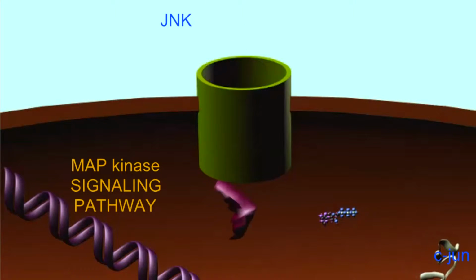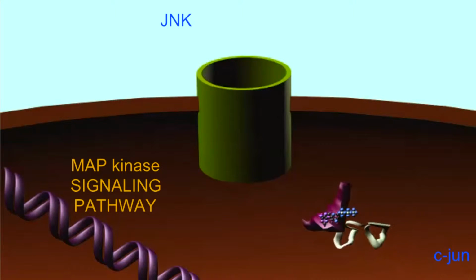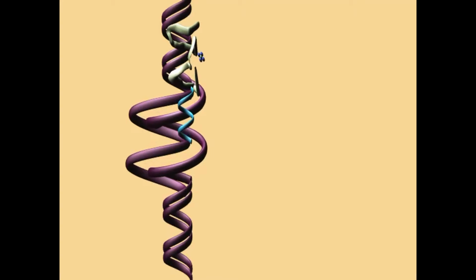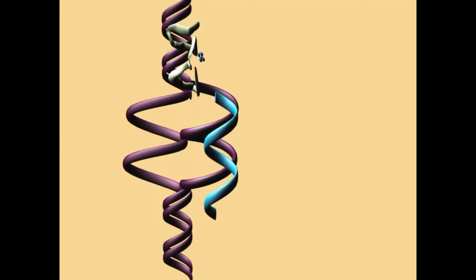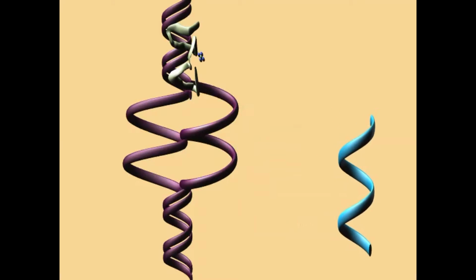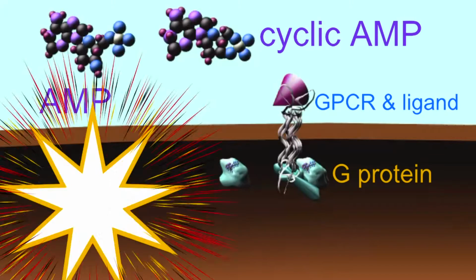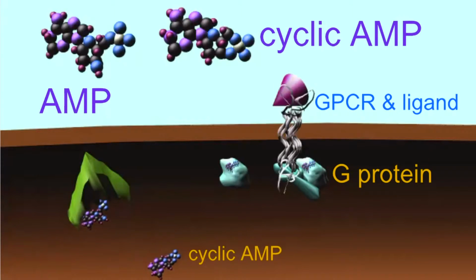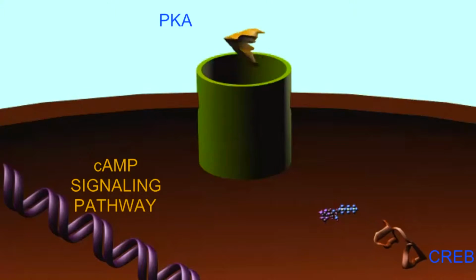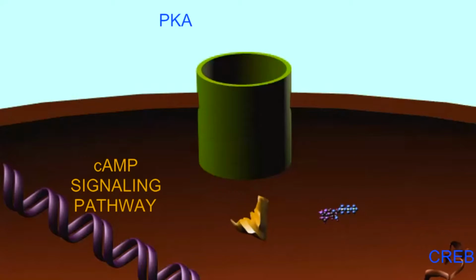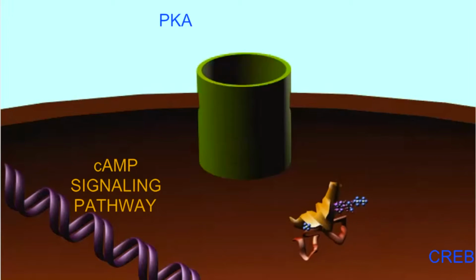Another MAP kinase pathway results in the MAP-like kinase JNK enzyme moving to the nucleus, where it can phosphorylate c-Jun. Many hormones activate the second messenger cyclic AMP, which in turn activates the kinase enzyme PKA, which can move to the nucleus, where it can phosphorylate the transcription factor CREB.